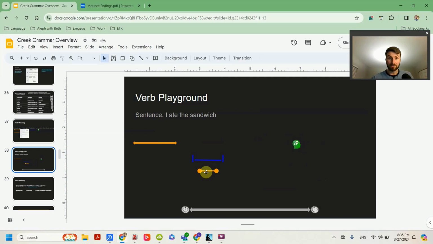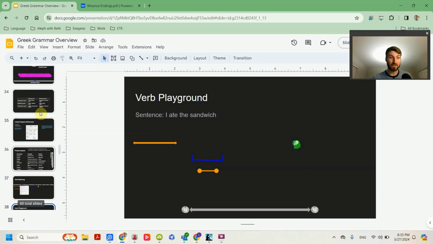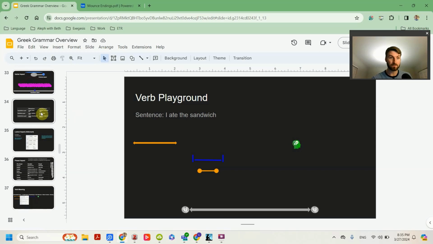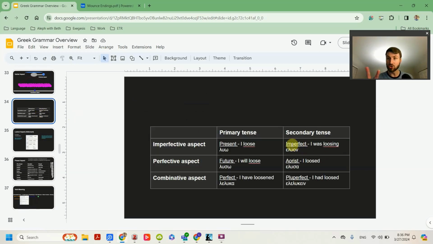That's the aorist. So notice the difference: Greek has two past tenses, the imperfect and the aorist. They're both past tense. The difference between them is in verbal aspect. One is imperfective aspect, I was loosing or I was eating, and one is perfective aspect, I loosed or I ate.